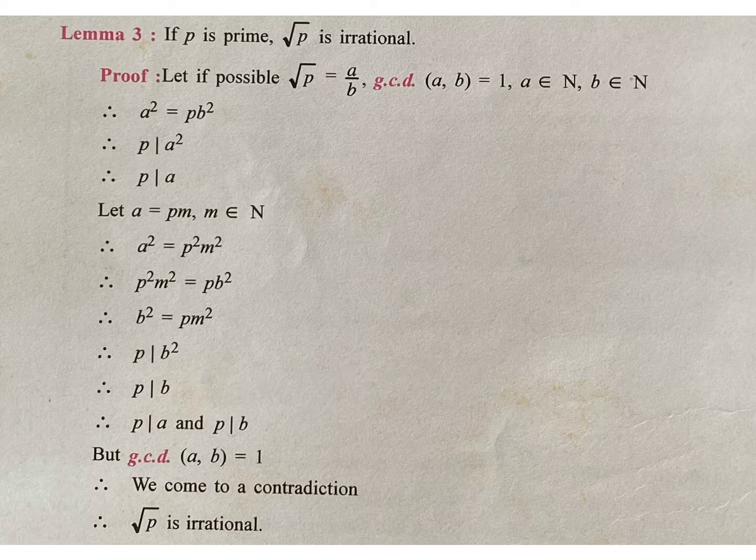Now here p is a factor of a and p is a factor of b. So GCD of a and b is equal to p, where p is any prime number. But we have supposed that GCD of a and b is 1. So our supposition is wrong and root p is an irrational number.